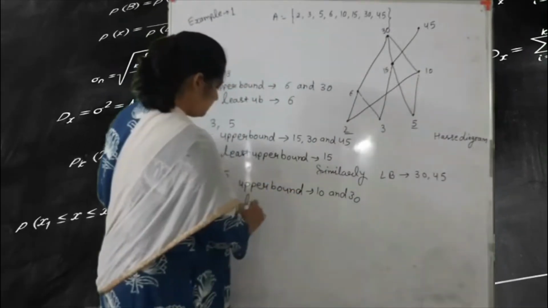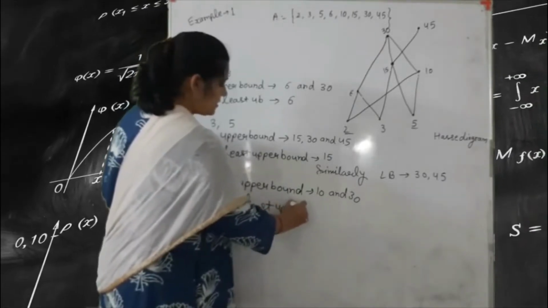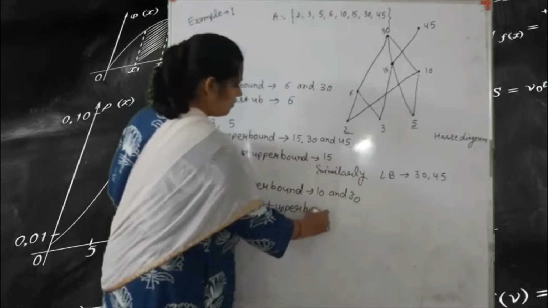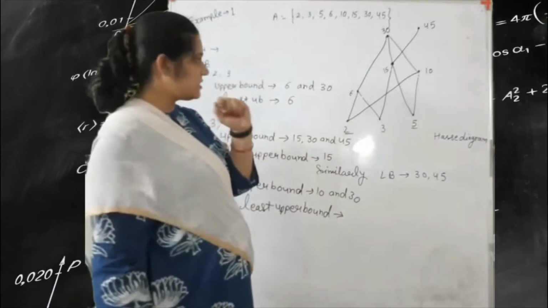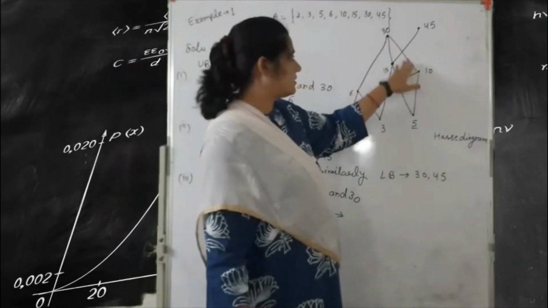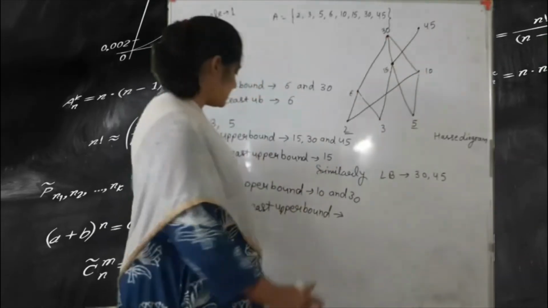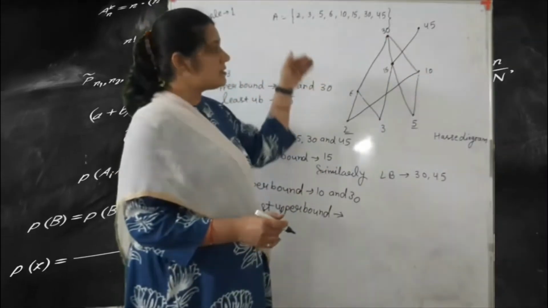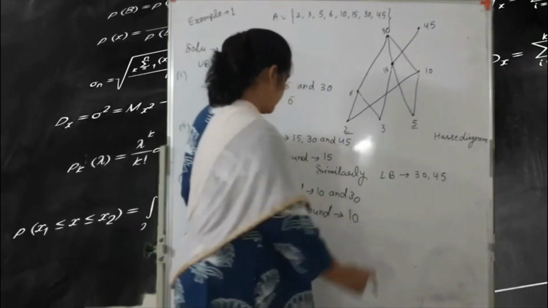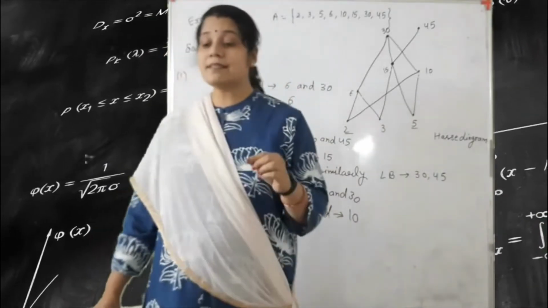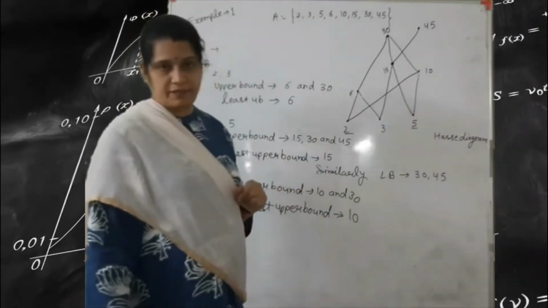So what is the least upper bound? The least upper bound of 10 and 30: which is the lowest here? This is 10 and this is 30. Both are upper bounds. So what is the lowest upper bound? The lowest value is 10, the one lower down. Okay, not by the number. So here this is the 10. So 10 is the least upper bound of the 2 and the 5.